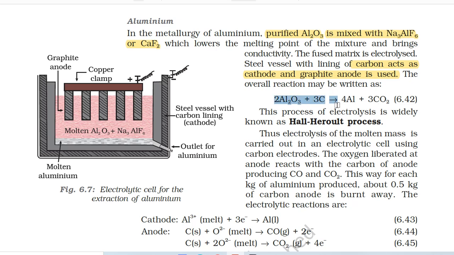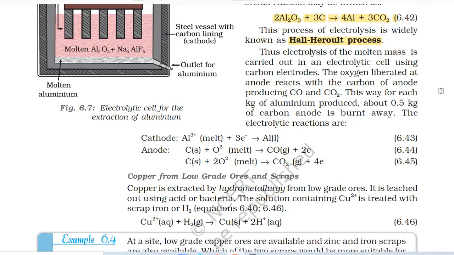2Al2O3 + 3C gives 4Al + 3CO2. This process of electrolysis is widely known as the Hall-Héroult process. Thus, electrolysis of the molten mass is carried out in an electrolytic cell using carbon electrodes. The oxygen liberated at the anode reacts with the carbon of the anode, producing carbon monoxide and carbon dioxide. This way, for each kg of aluminium produced, about 0.5 kg of carbon anode is burnt away.